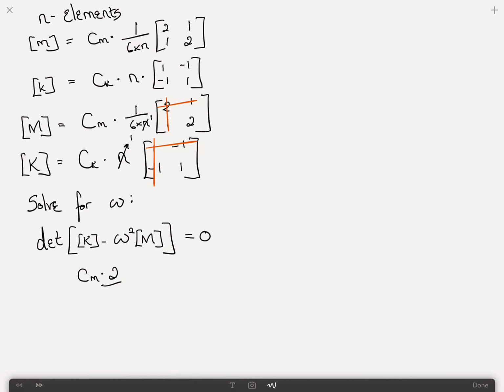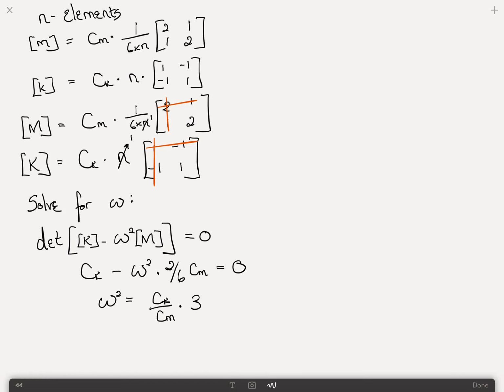Oh, I've totally messed this up. Let me just rewrite it, sorry. K is Ck times 1 minus omega squared m, which is omega squared Cm times 2 over 6, which is a third, obviously. This equals 0. So solving for omega, we get omega squared is equal to Ck over Cm times 3.